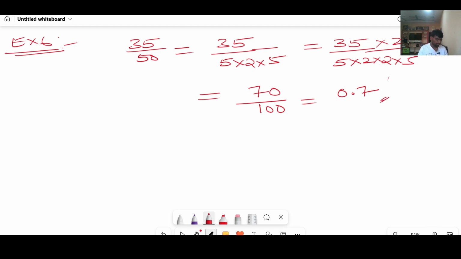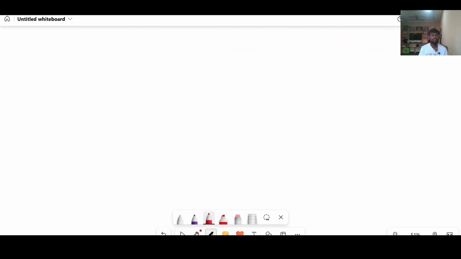And then next one, write the following rational numbers in their decimal form and also state which are terminating and which are non-terminating repeating. We are discussing exercise 1.3. First we need to write the decimal form. I will explain again one by one. Look at here, 3 by 8. First question is 3 by 8.